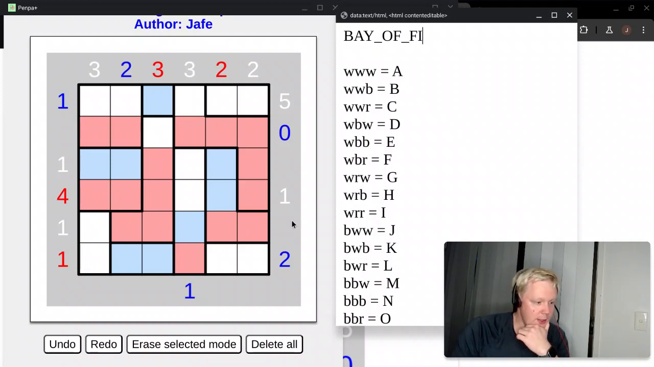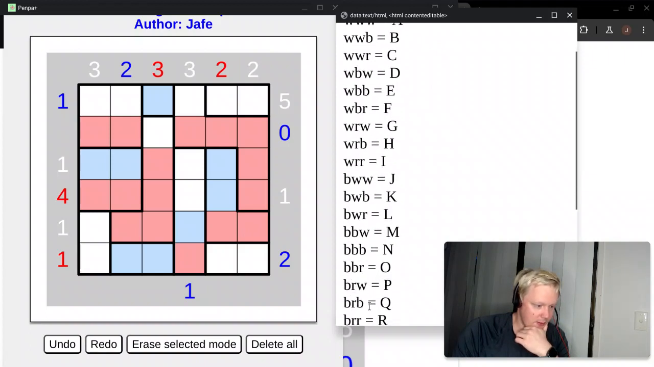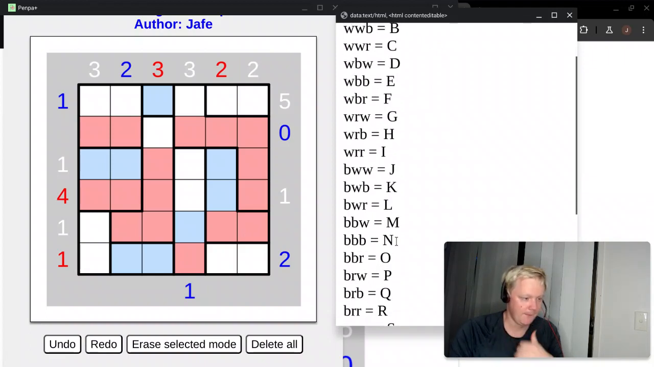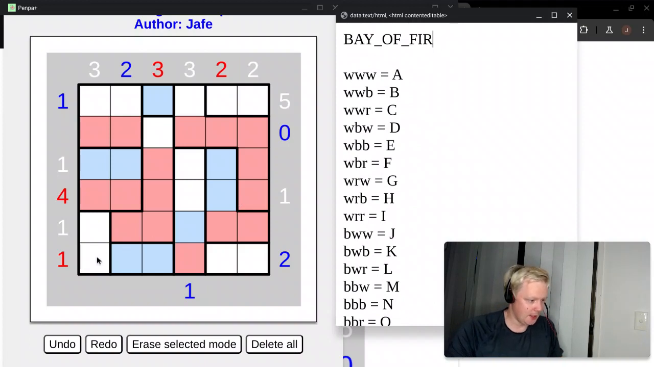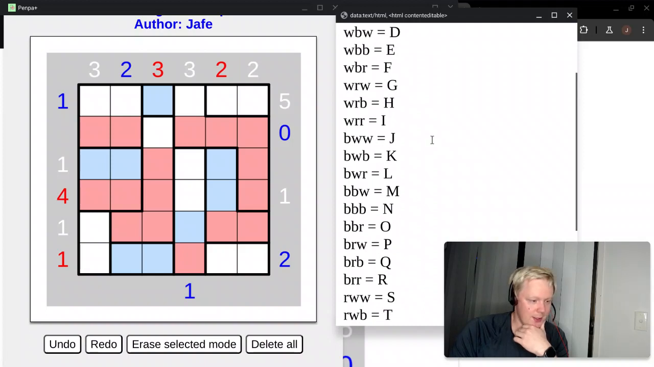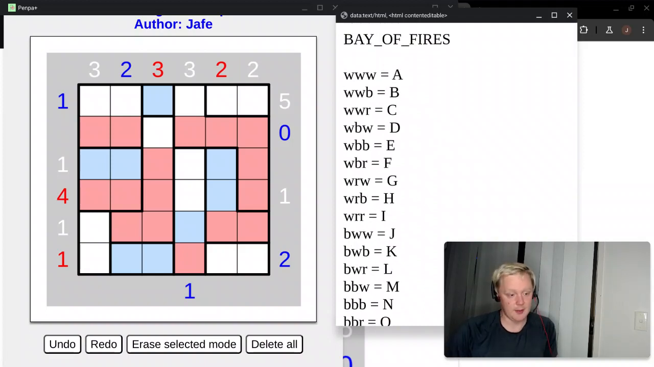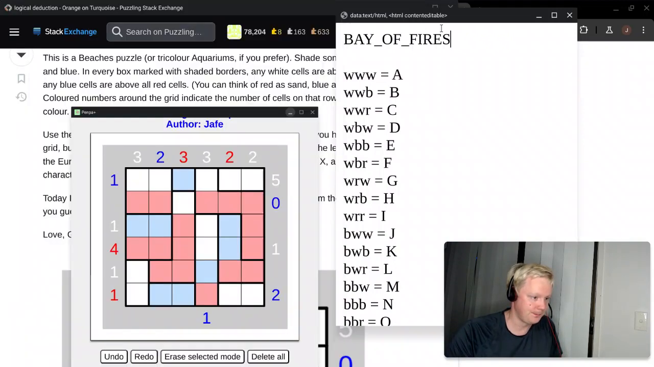Then we have blue, red, red, which is, do we see that? Blue, red, red here is R. And here we have white, blue, blue, E. Then this is red, white, white, which is S. And this does spell out something intelligible, so that is Bay of Fires spelled out in this grid. And all that's left is to look up what a Bay of Fires is.